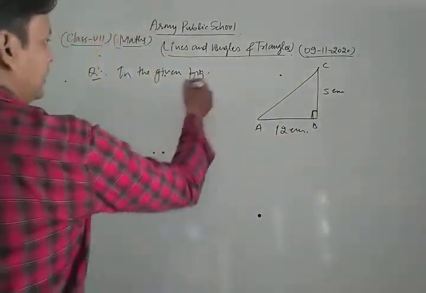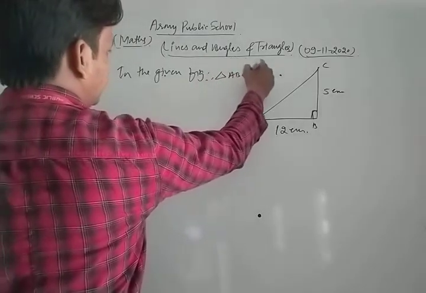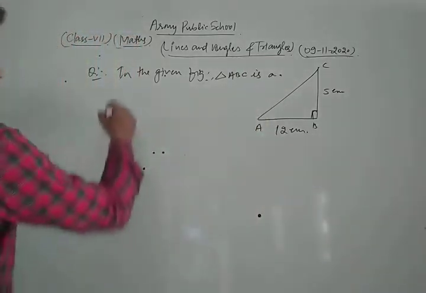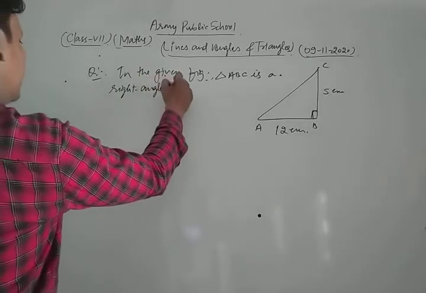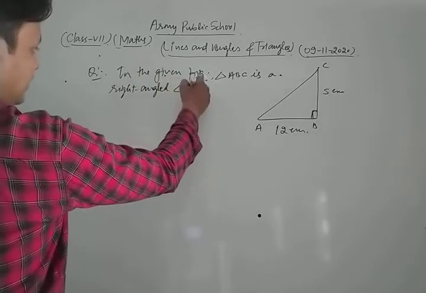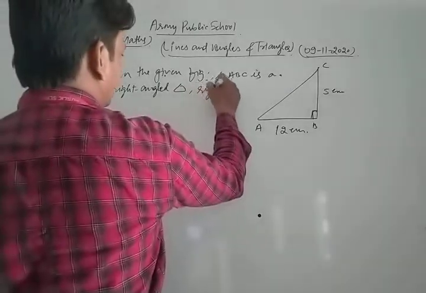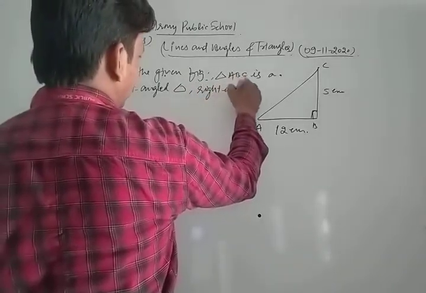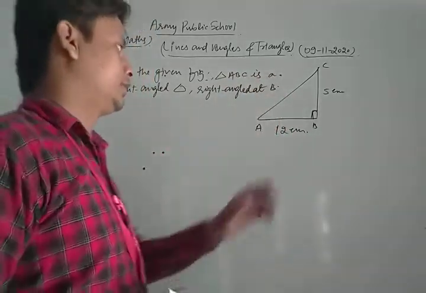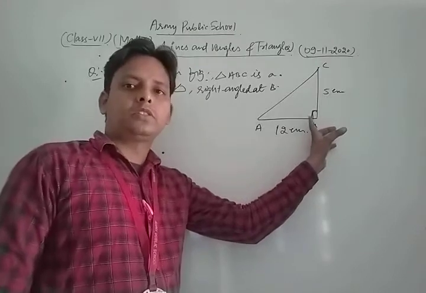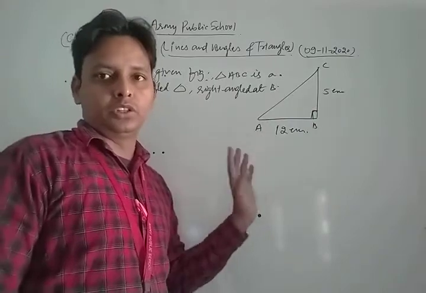In the given figure, triangle ABC is a right angled triangle, right angled at B. Right angle at B means what? Right angle at B means that the angle B is equal to 90 degree.